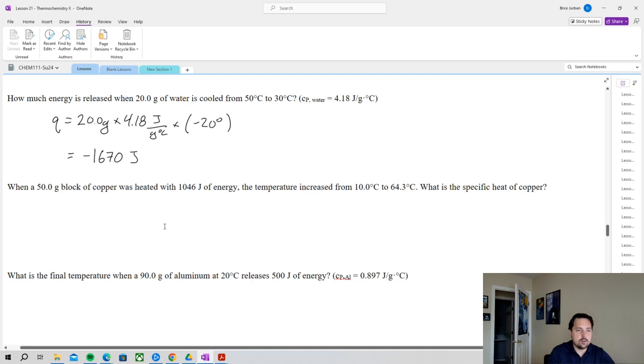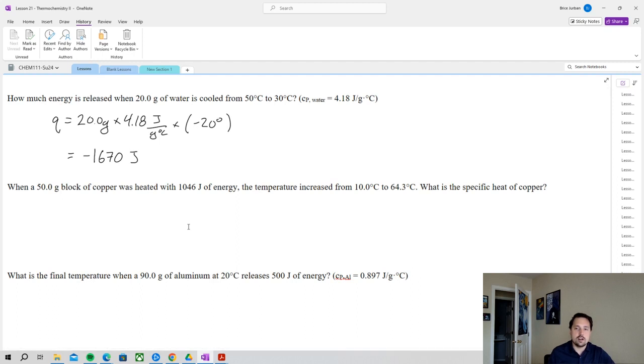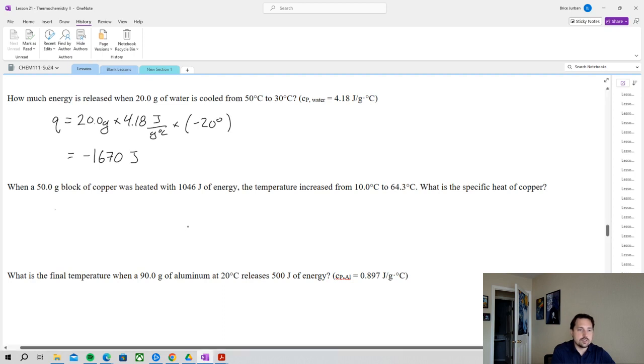All right, so next one, when a 50-gram block of copper is heated with a certain amount of energy and its temperature increases, what is the specific heat of the copper? Okay, so we're going to use the same equation. Q equals mc delta T. And we don't know what C is, so we'll rearrange the equation for that and find that C is Q divided by the mass times its change in temperature gives us the specific heat. Q over the change in temperature is just heat capacity in general, by the way.